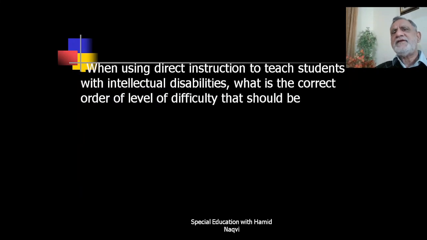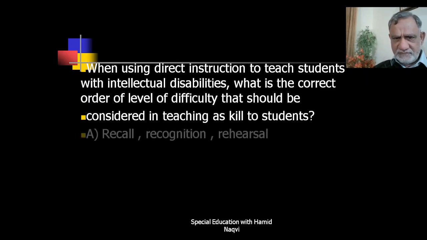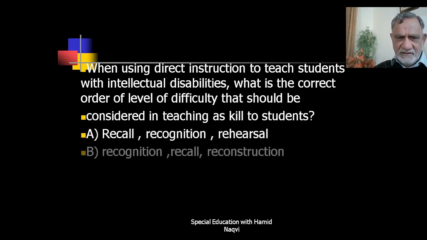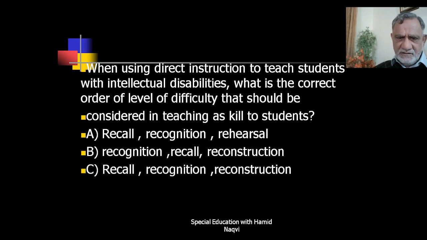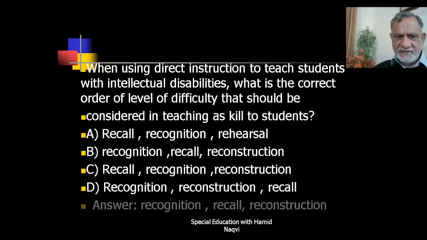When using direct instruction to teach students with intellectual disability, what is the correct order of level of difficulty that should be considered in teaching students? Recall, recognition, rehearsal. Recognition, recall, reconstruction. Recall, recognition, reconstruction, or recognition, reconstruction, recall. The correct answer is recognition, recall, and reconstruction.